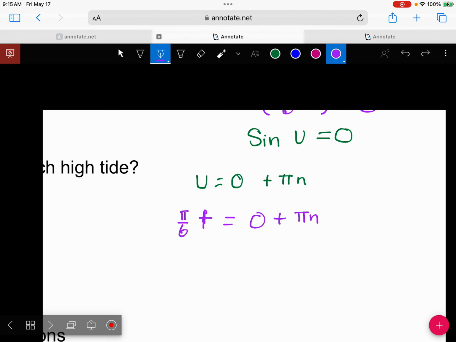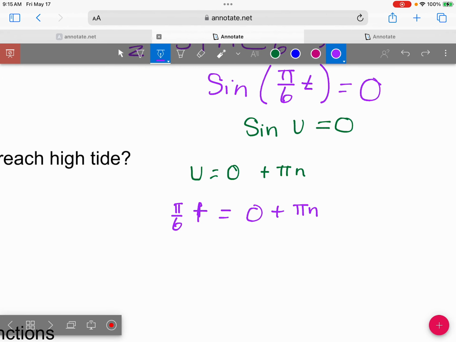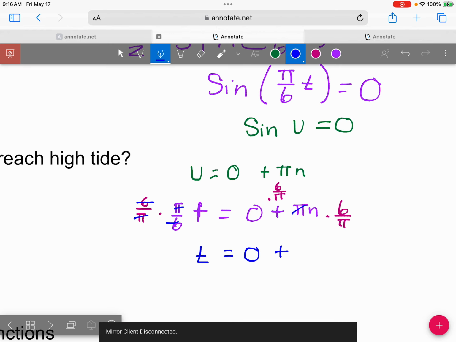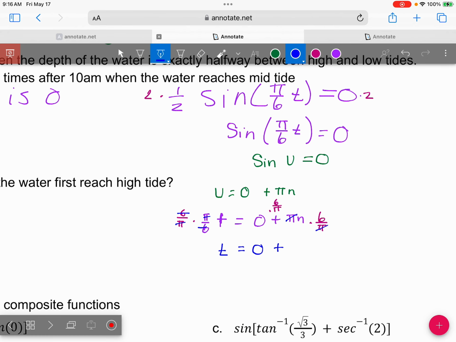So again, I'm trying to get t by itself here. What can we do? Yeah, multiply by that reciprocal, times 6 over pi. If you want to do it in 2 steps, you absolutely can. Times 6 over pi, times 6 over pi. So these guys all cancel out, and we're just left with t. 0 plus, my pi's cancel out, and my screen just froze.